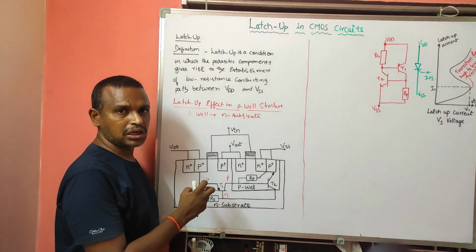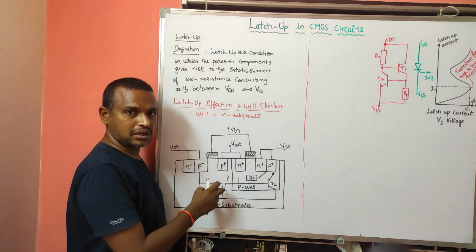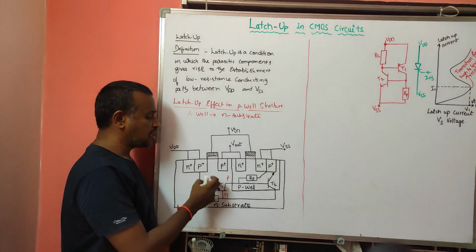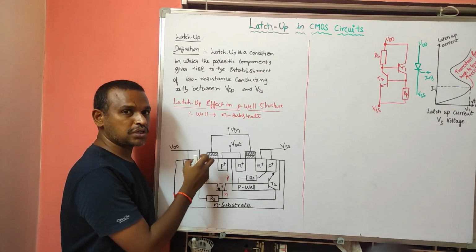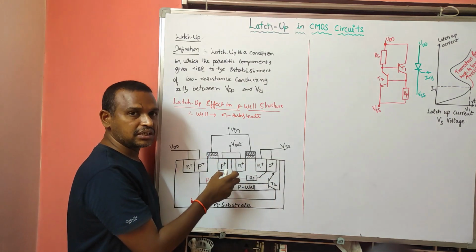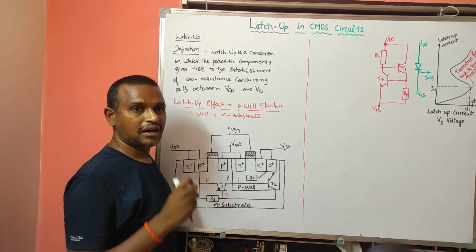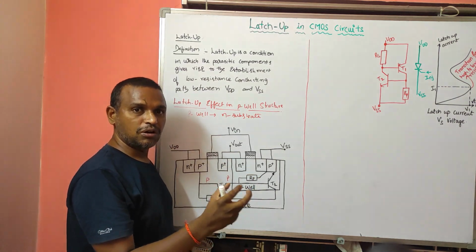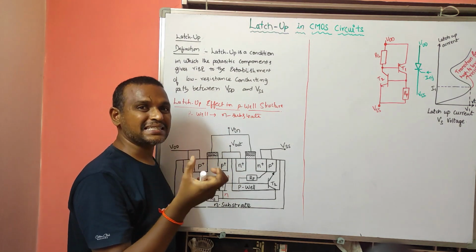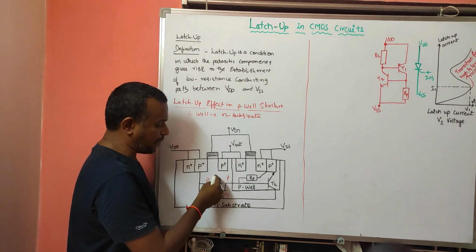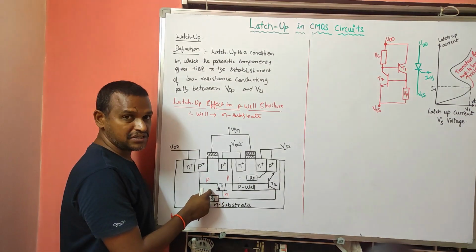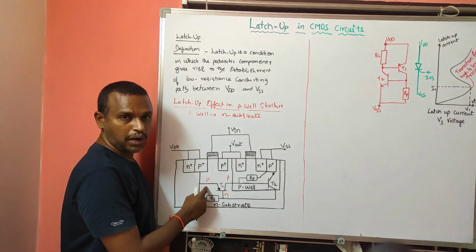We are not intentionally forming this PNP transistor. Because of the substrate, the P plus source and drain terminals, and the P-well, there will be a formation of transistors and diodes. Those transistors or diodes are called parasitic elements. Here one parasitic element, transistor T1, a PNP transistor, is formed.